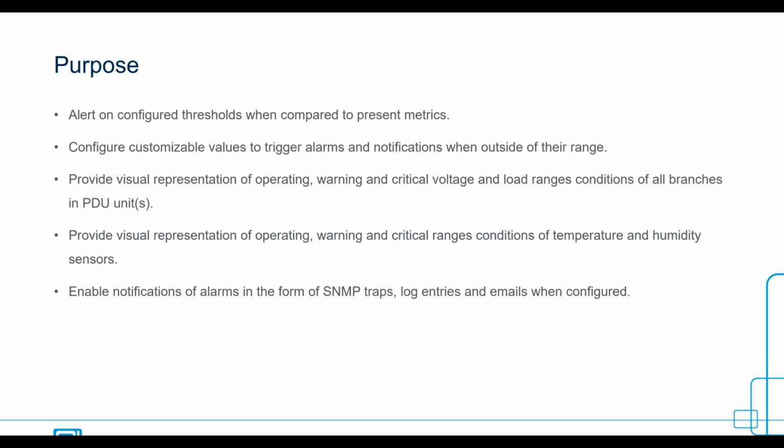So the main purpose of thresholds is to alert on any configured thresholds when they are compared to present metrics. These can be configured in a customizable way, so you can configure values that will trigger alarms and notifications when they're outside of a certain range. They also provide visual representation of operating, warning, and critical voltage and load range conditions for branches in the PDU unit. And they provide visual presentation for operating, warning, and critical range conditions of temperature and humidity sensors if they're available.